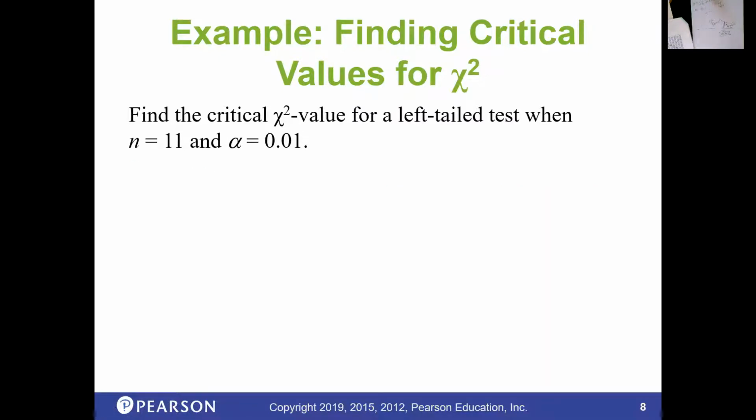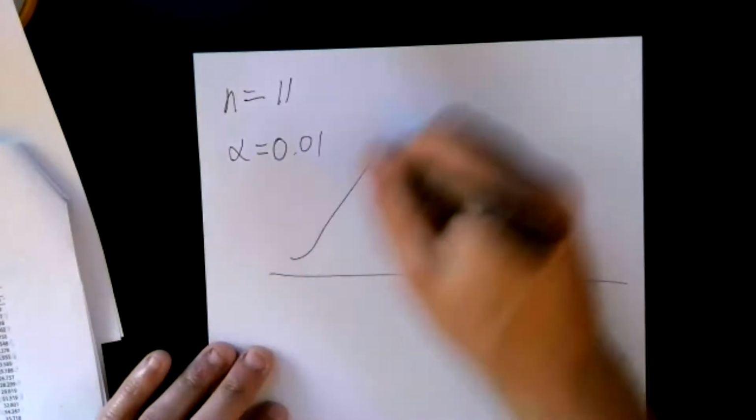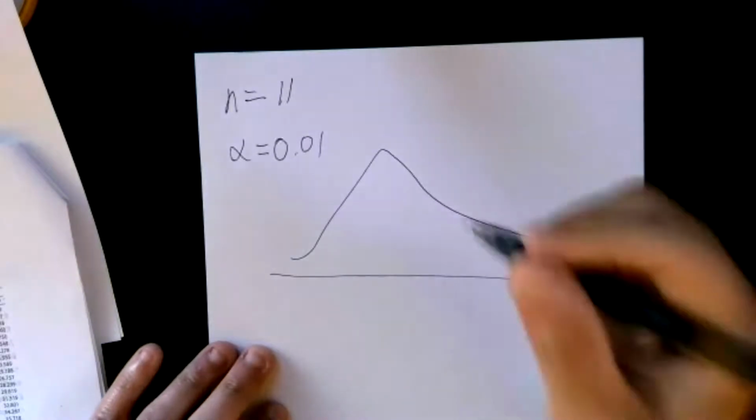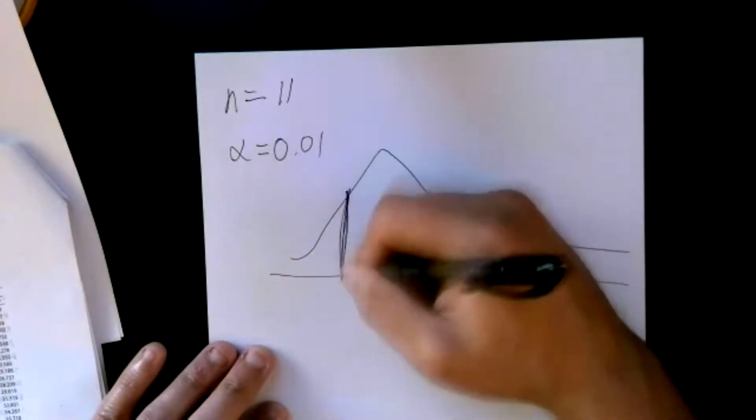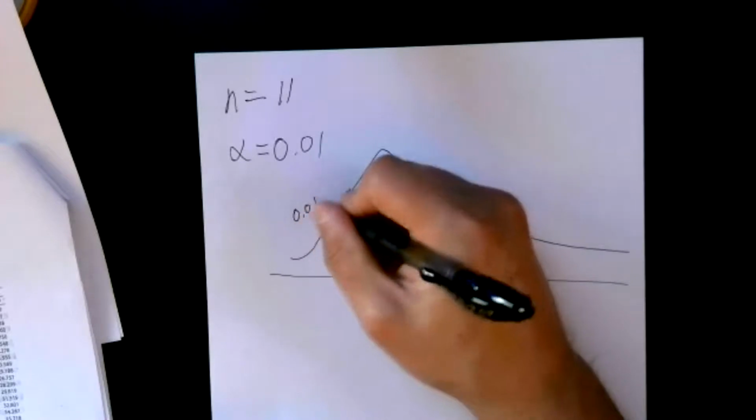Now, if we do a left-tailed test, similar procedure, but we'll have to do some more thinking. Find the chi-square critical value for a left-tailed test when n equals 11, alpha equals 0.01. Okay, draw a picture. This is a left-tailed test. Alpha is 0.01.